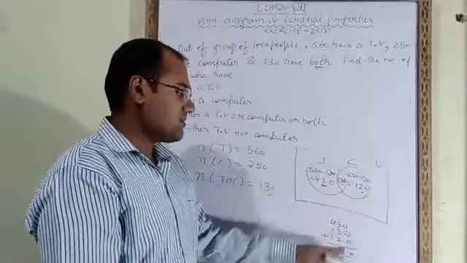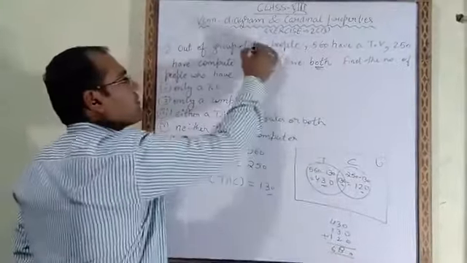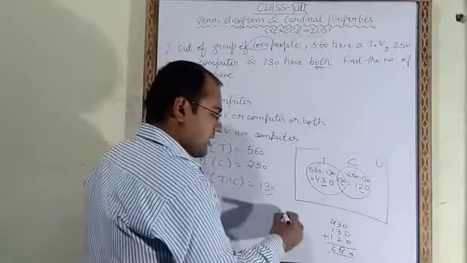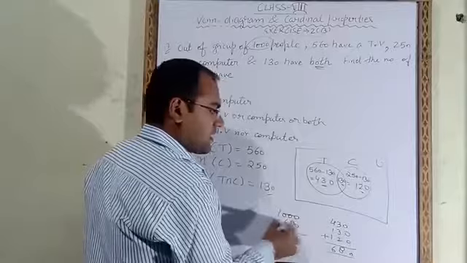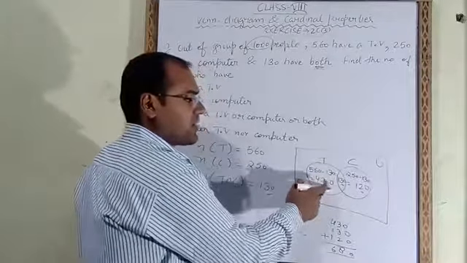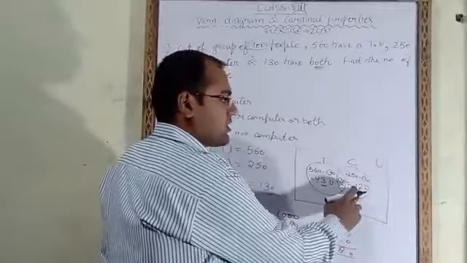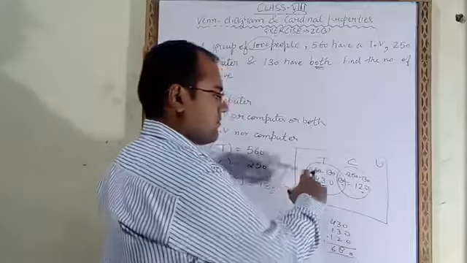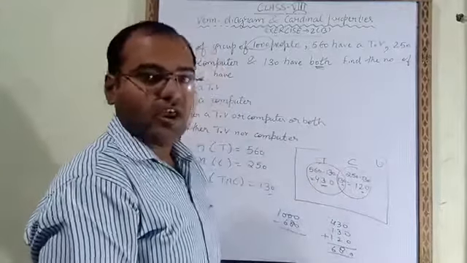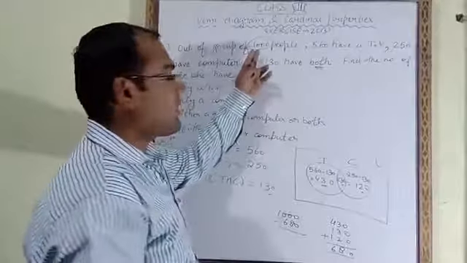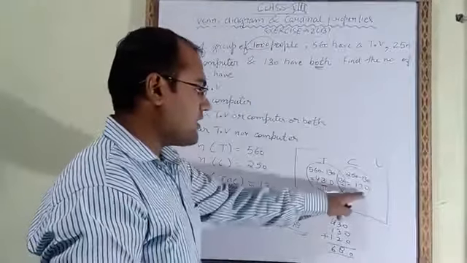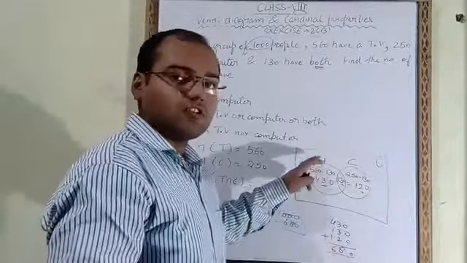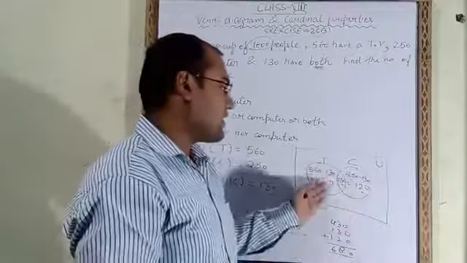What is the answer? The sum of these three values is 680, but the total number of people in the group is 1000. So where are the remaining people? Out of 1000, 680 we have taken. 430 people are having only TV, 120 people are having only computer, 130 people are having both television and computer, and a few more people are remaining because the total is 1000. Those remaining people are not having television and they are not having computer either. That's why they are not coming here.